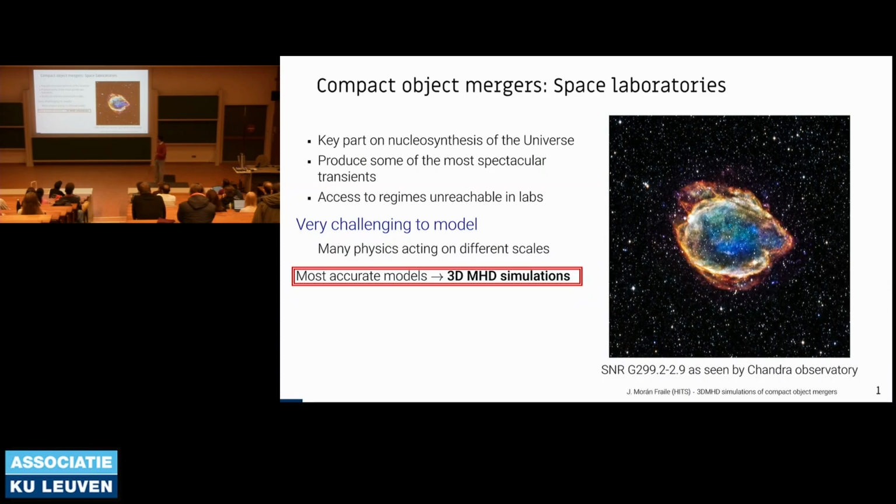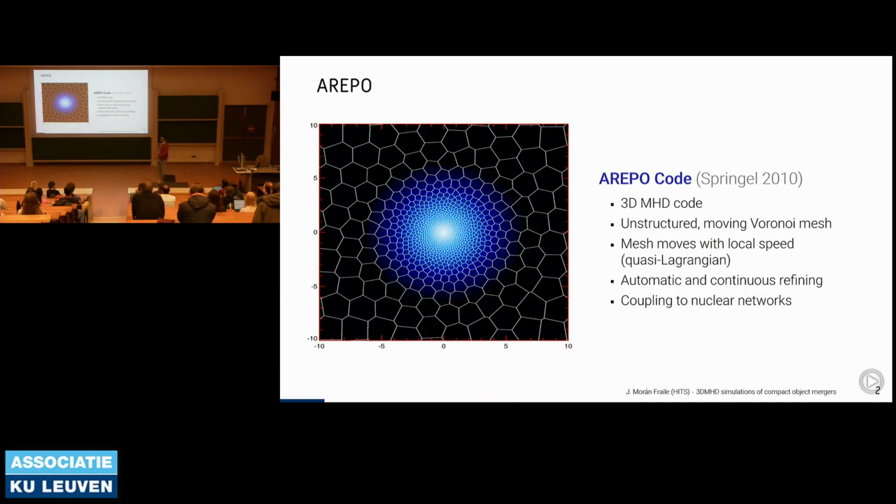In particular, I'm interested in some compact object mergers that have received less love from the 3D modeling community, such as neutron star white dwarf mergers, or low mass binary white dwarf mergers. But before I move on to these results, a very brief explanation on methods.